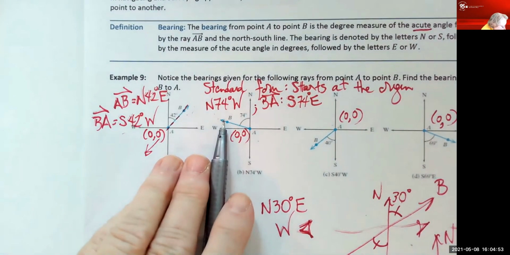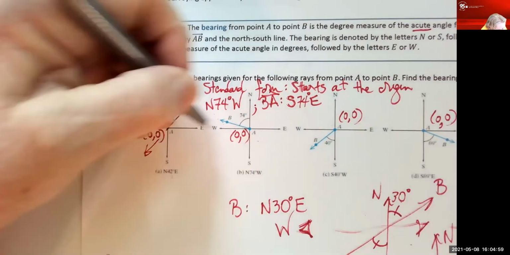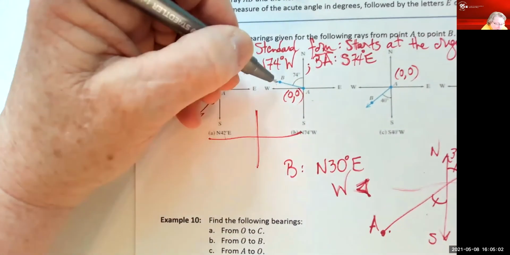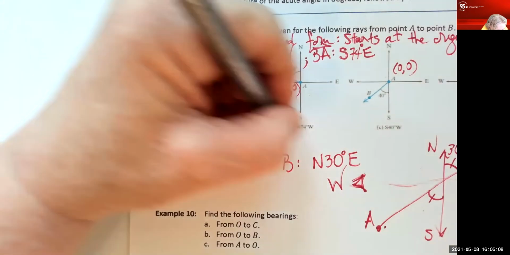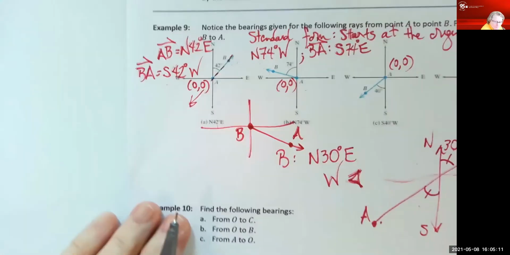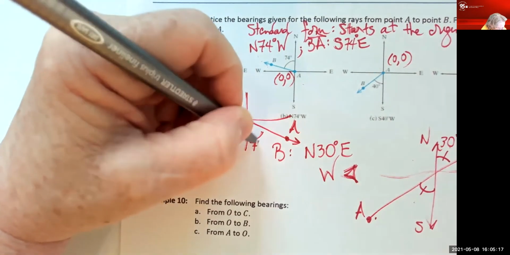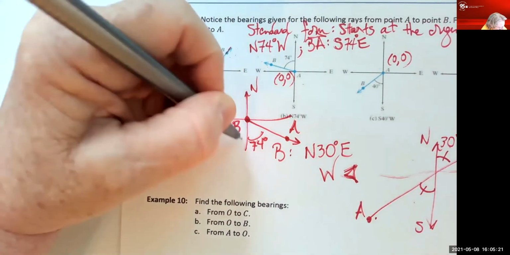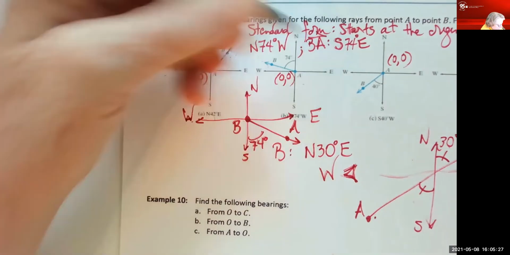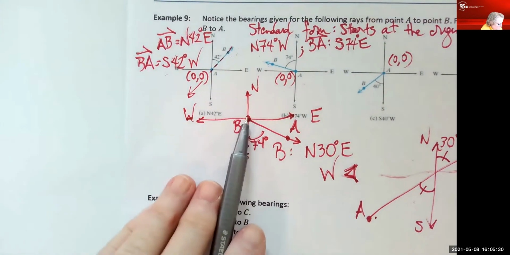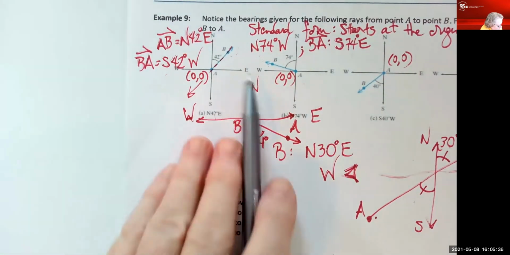And the way that we think of that is we're going to transfer point B to the origin by sliding. So it's going to look like this. Point B becomes the origin, and now point A is going down. The angle is still the same. But now BA is below the east-west line, so it's south, and to the right of the north-south line, so it's east.